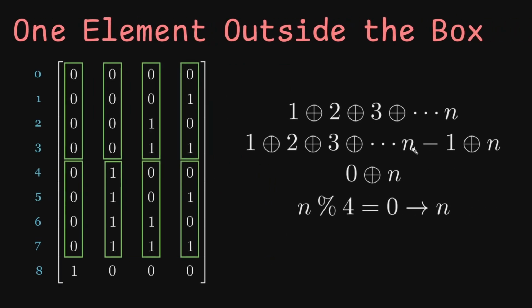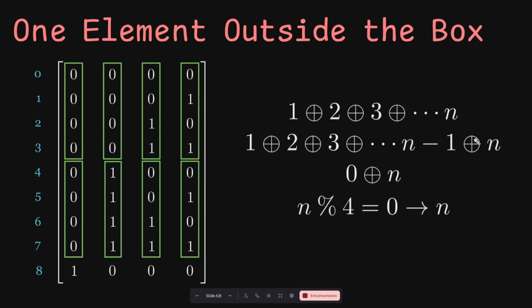But what happens when just one single element is missing from the box? That is, one single element is outside the box. If one element is outside the box, you can use the property of XOR. That is, if you want to compute the XOR from 1 to n, you can split it into two segments. One is the XOR from 1 to n minus 1 and the XOR with n.